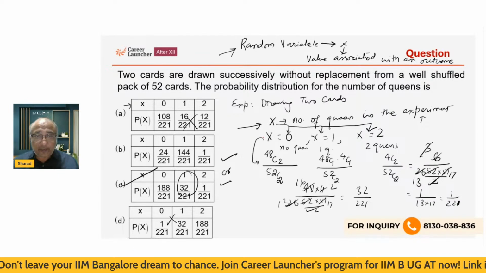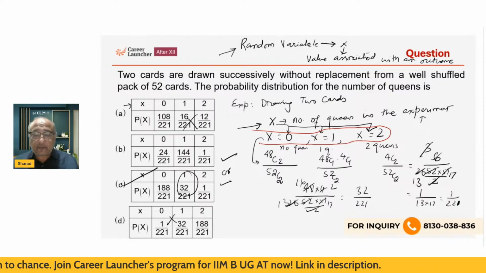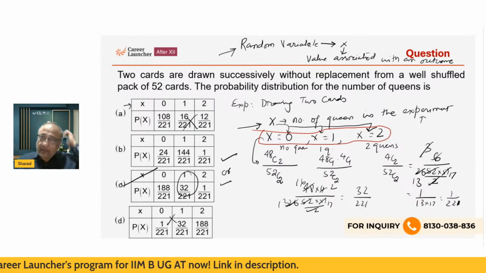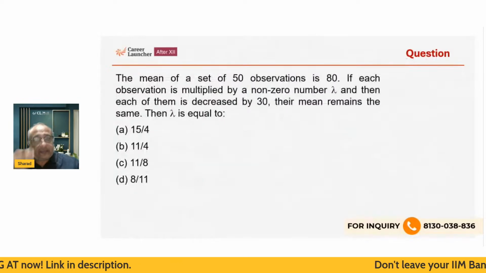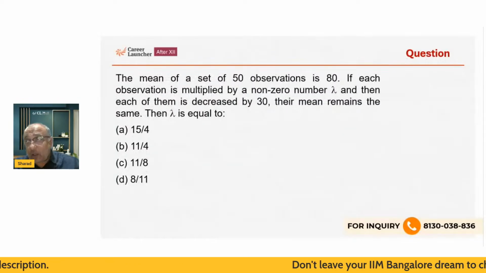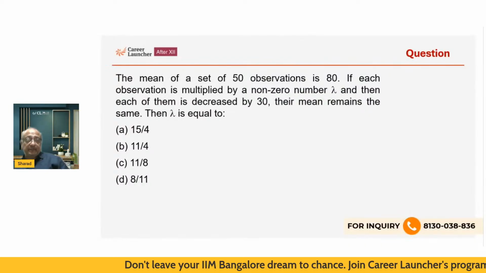This is an important part, so please review this while you're studying. It will help you to recall what a random variable is. Now let us go and solve a part of statistics. Okay, we are halfway through.